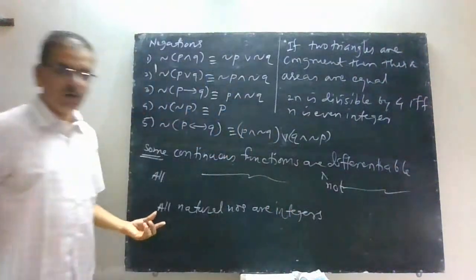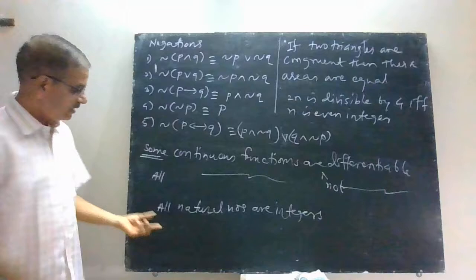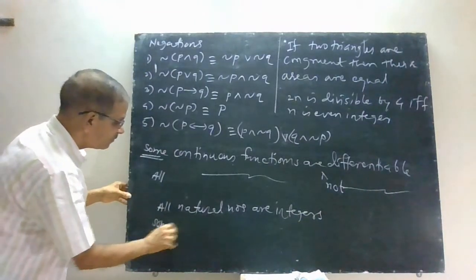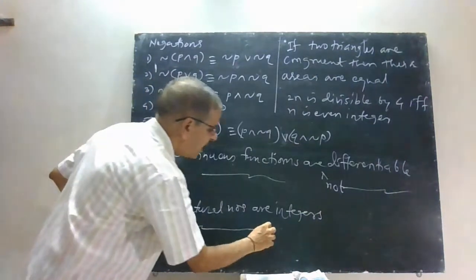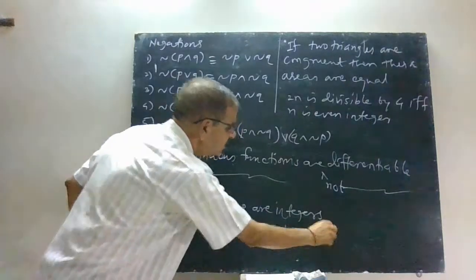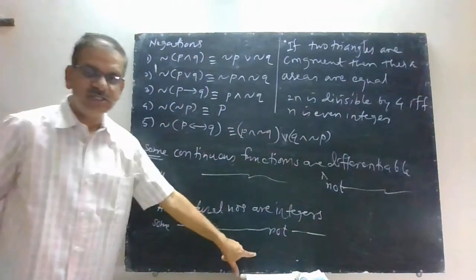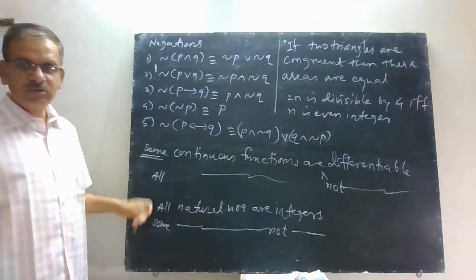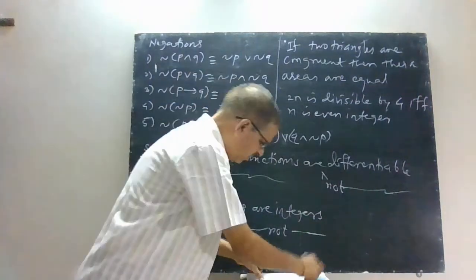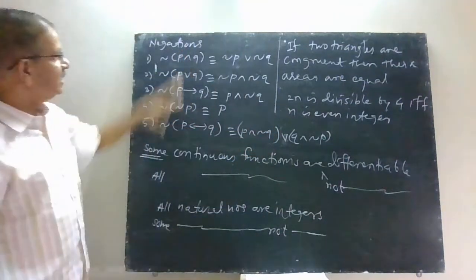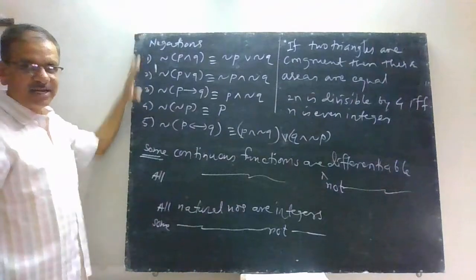Now it starts with "all", which is a simple statement. We'll start with "some natural numbers are not integers". So you have to make its negation, but only you have to change all to some or some to all. Now these are the negations and their uses.